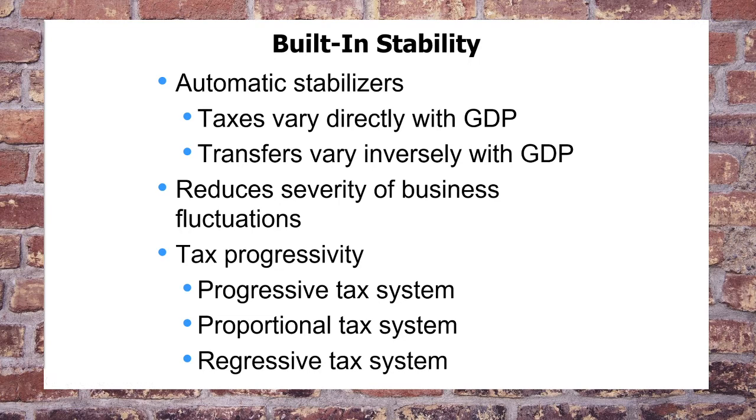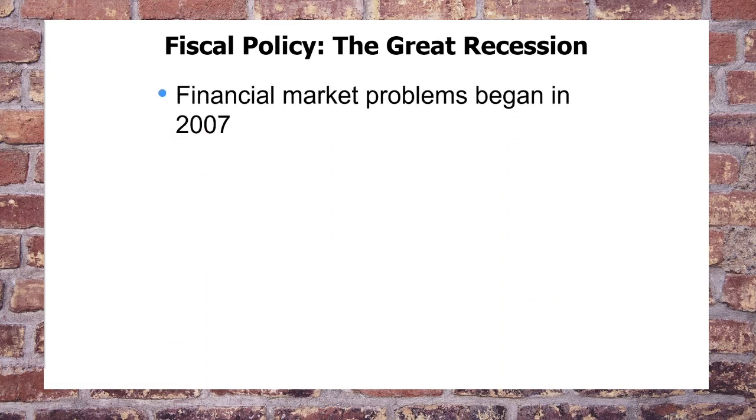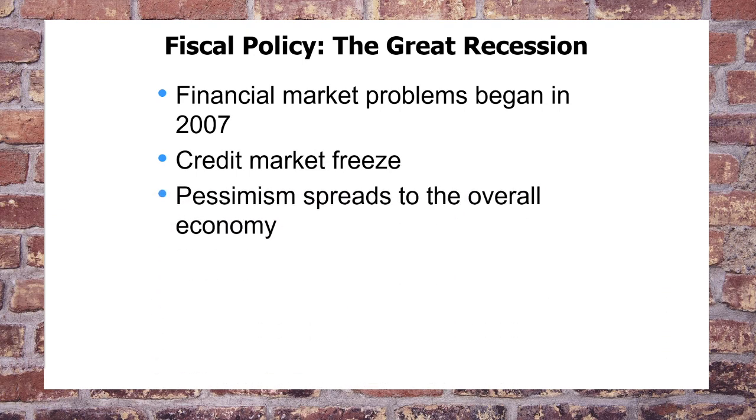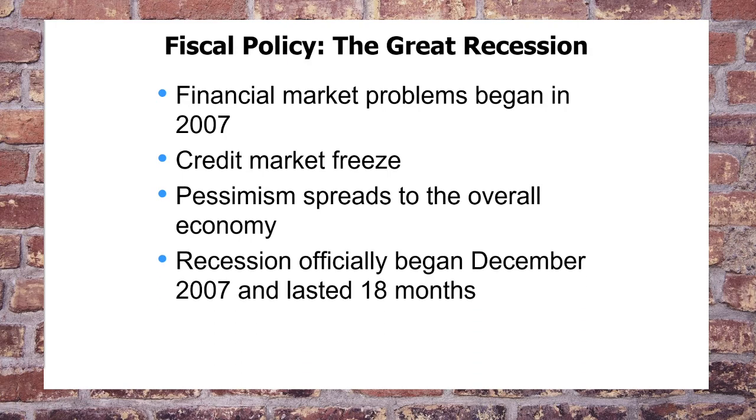Then I just want to go through a quick review of the Great Recession. Financial problems in 2007. There's a freeze in the credit market. Pessimism spreads to the overall economy. The recession officially begins December 2007. It lasts 18 months, for those of you scoring at home, that is 1.5 years.